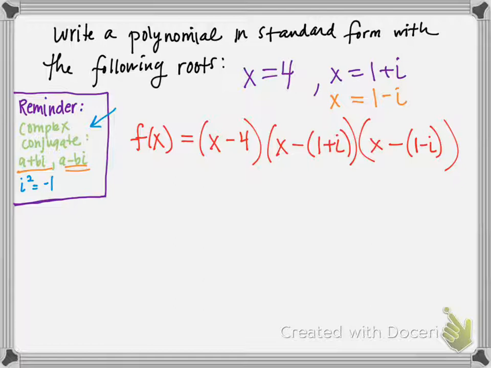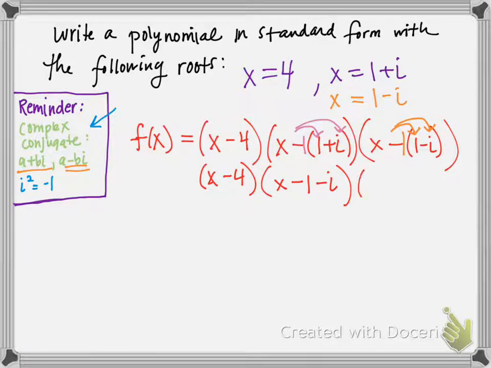All right, I'm going to focus on these two factors, and I notice that there's a -1 that I can distribute here to both terms. So I have x minus 4, and then x, -1 times 1 is -1, and -1 times i is -i. For the final factor, I notice that again I can distribute a -1 to both terms. So I would have x, and then -1 times 1 is -1. -1 times -i is +i.